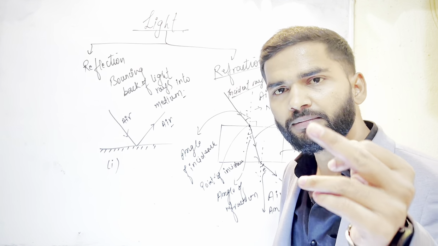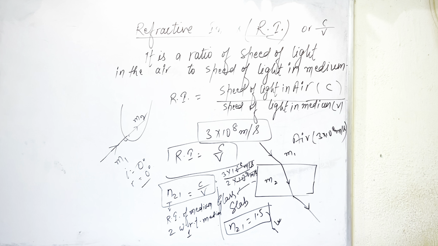And this is air. So I am going to discuss two media. The first one is the rare medium; air is considered to be the rare medium. The second one is the glass slab, and the glass slab is considered to be the denser medium when the light ray is coming from the rare medium.